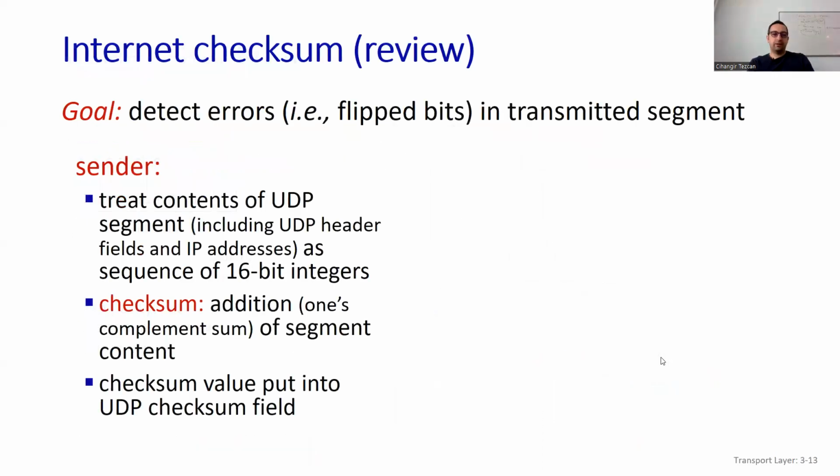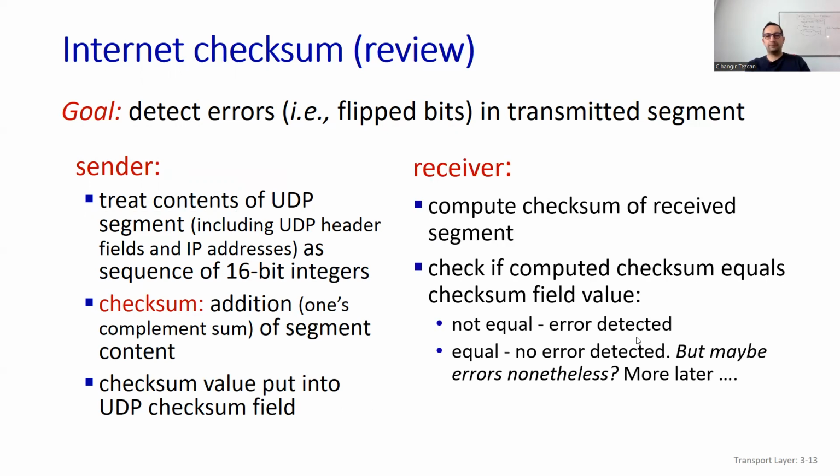So internet checksum, we talked about this before. The goal is to detect errors, in other words, flipped bits in a transmitted segment. The sender treats the contents of the UDP segment, including the UDP header fields and IP addresses, as a sequence of 16-bit integers. Recall that in this internet checksum, we added these 16-bit values, not XORed them, but added them modulo 2 to the 16. The checksum value is put into the UDP checksum field. The receiver computes the checksum of the received segment and checks if the computed checksum equals the checksum field value. Not equal, error detected. Equal, no error detected, but maybe errors nonetheless.